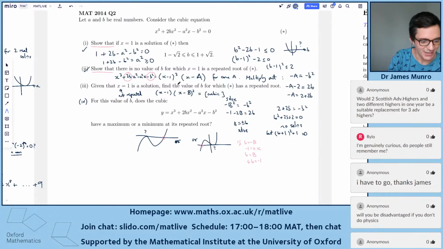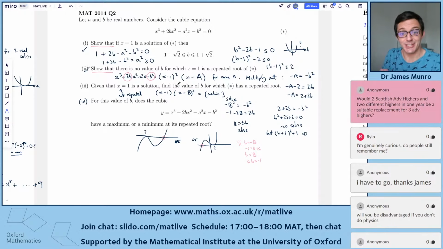Right, Scottish Highers. Here we go. Can I remember how Scottish Highers work? Hi, Scottish people. I think that the number of Advanced Highers that you do depends a lot on which school you're at. You might be doing 2 or 3 if you're lucky, and some people seem to be doing lots more than 3, which I don't really understand. We are looking for about 2 or 3, if you can. 2 different Highers in 1 year with a suitable replacement with 3 Advanced Highers. Oh gosh, this is such a technical question.